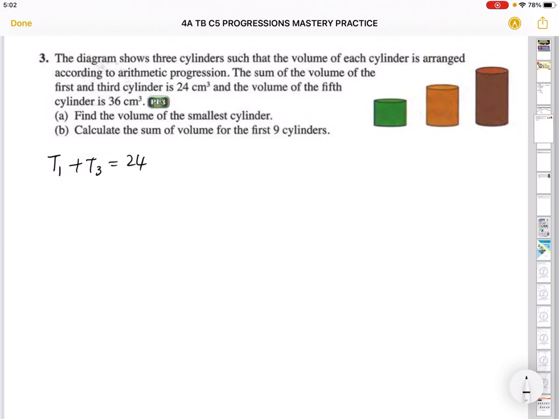The volume of the fifth cylinder is 36. Because it's arithmetic, we will use a formula for arithmetic, which is what?